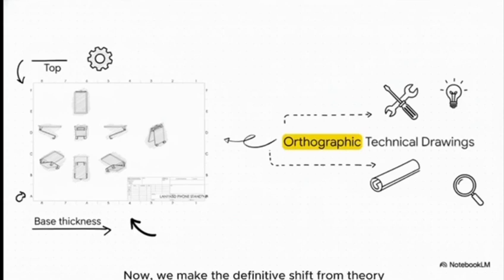Now we make the definitive shift from theory to actual engineering, with precise A3 technical drawings. We're looking at multi-angle orthographic views: top, front, side, and isometric perspectives. This right here is the universal language of hardware manufacturing. It provides the exact mathematical layout needed to understand how the folding mechanism operates, the precise thickness of the base, and exactly where that lanyard loop needs to sit.